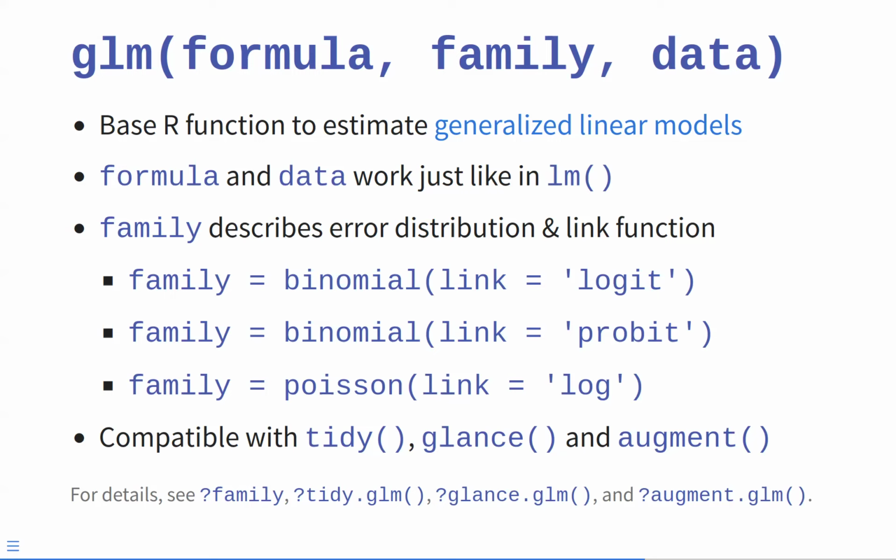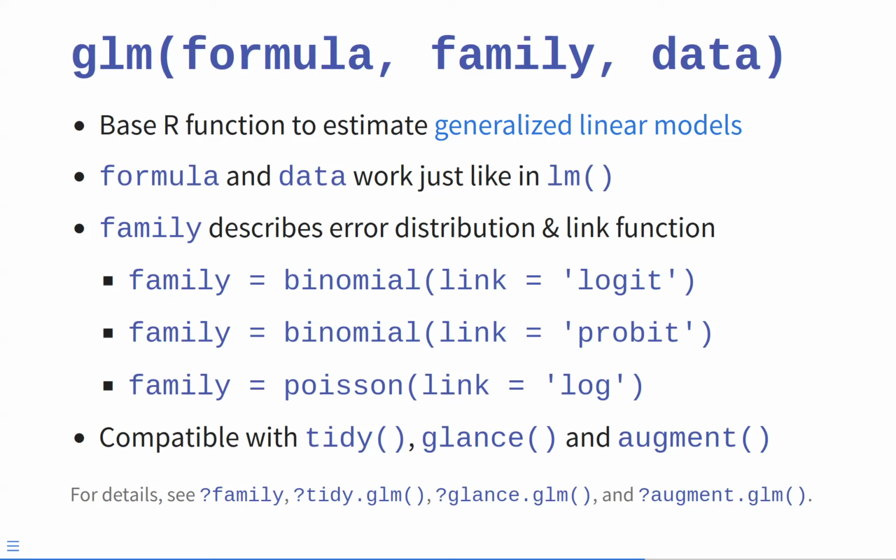Here you specify family equals binomial, parentheses link equals probit. And if you want to run Poisson regression, that is another instance of a generalized linear model. However, it's a model with a different link function and a different kind of outcome distribution. So there you would specify family equals Poisson, link equals log.